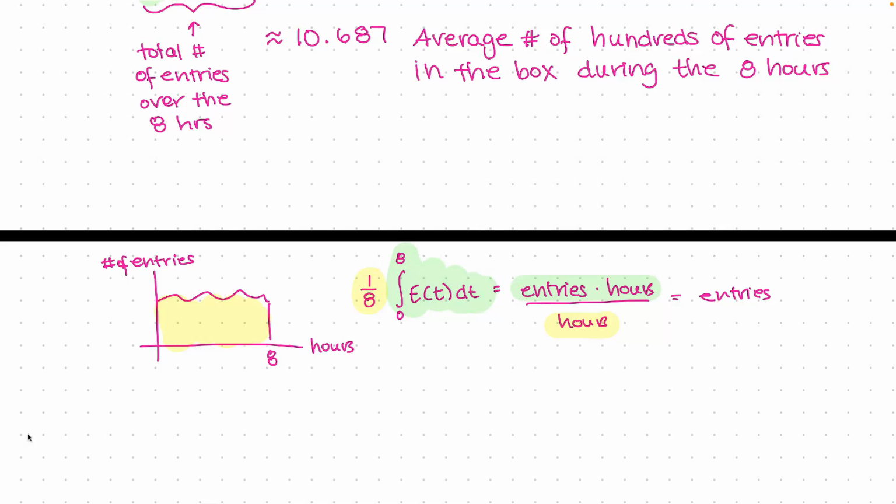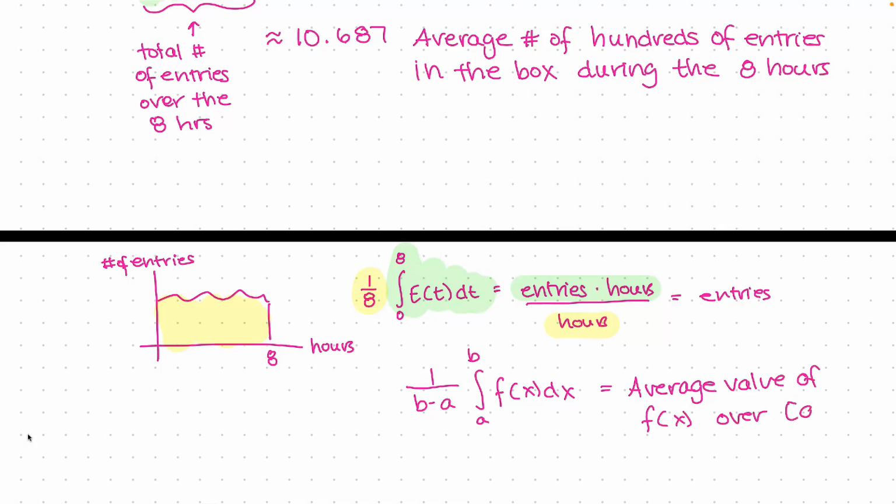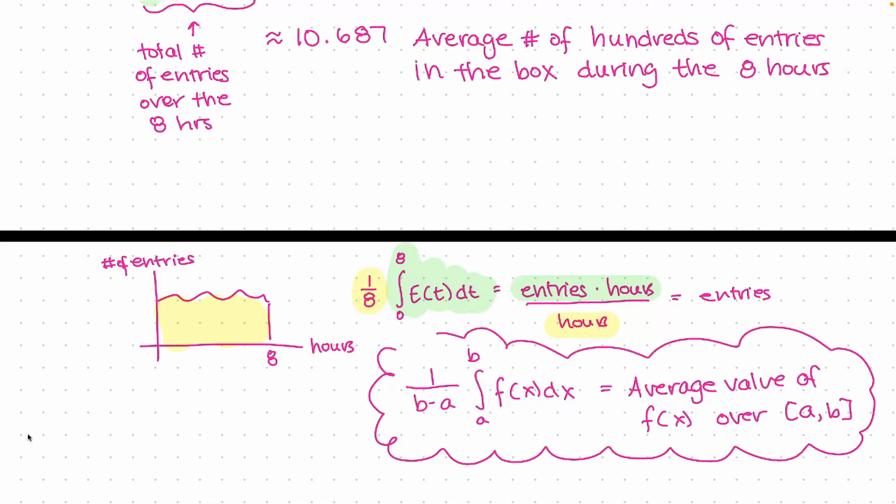And the other way that you can also think of the units, remember your average value of a function formula. 1 over b minus a times the integral from a to b of f of x dx. That's the average value of f of x over the interval from a to b. Remember when we did that last unit? Remember?